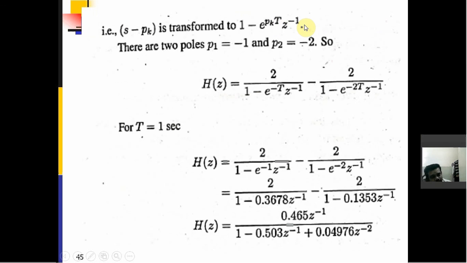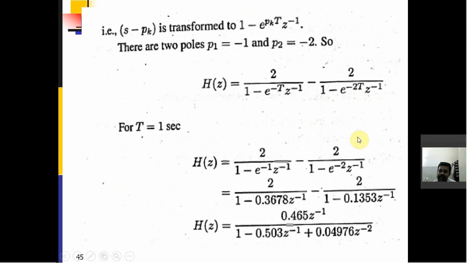Here we have two poles: one is minus 1 and one is minus 2. In the place of p, you put minus 1 and minus 2, and T we have taken from the question as 1 second. So you get 2 divided by 1 minus e to the power minus 1 into z inverse, minus 2 divided by 1 minus e to the power minus 2 into z inverse. By using your calculator, find the values of e to the power minus 1 and e to the power minus 2 and substitute in this expression.